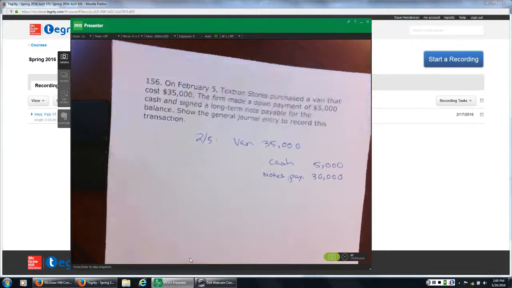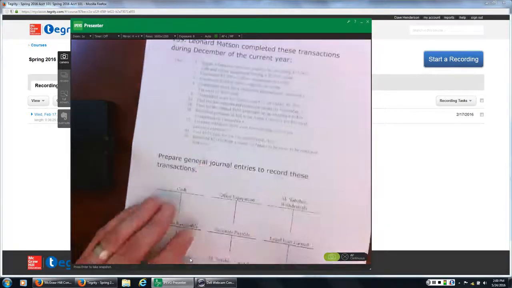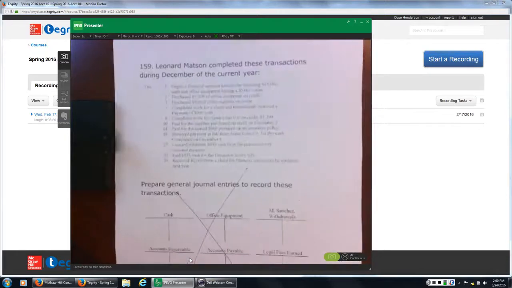So if you haven't done number 159, take a second and do 159. This, by the way, has nothing to do, that's just a typo. We need to get that out of there with number 159. So take a second and go ahead and do that, and then we'll review it.